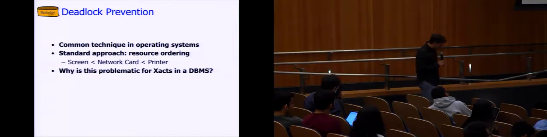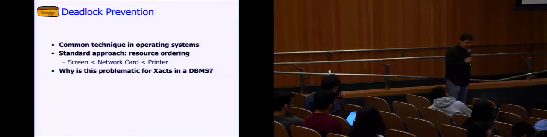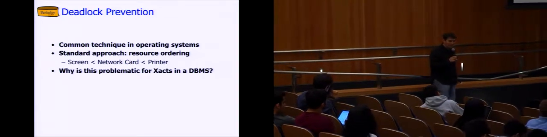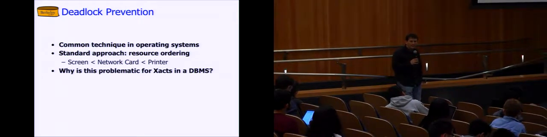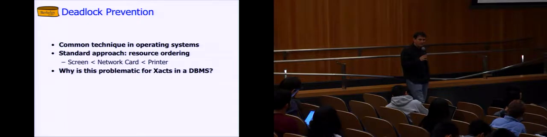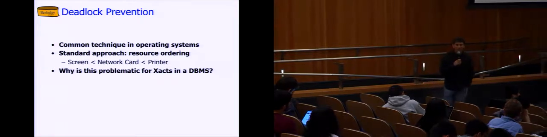Suppose you did impose an order. Suppose we said employee table tuples always come before department tuples. So you have to lock the employee tuples before you lock the department tuples. Why might that be a problem for us? Why might we not like that? We're database folks. Okay, things could become slow. Why? I agree.